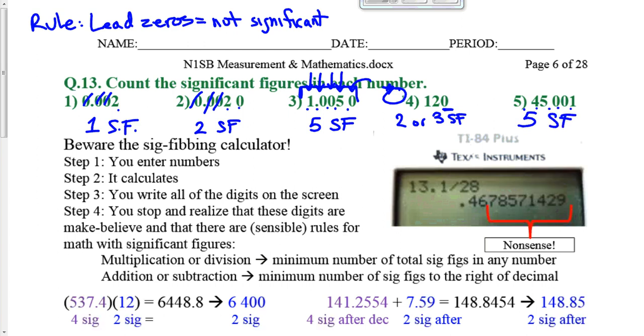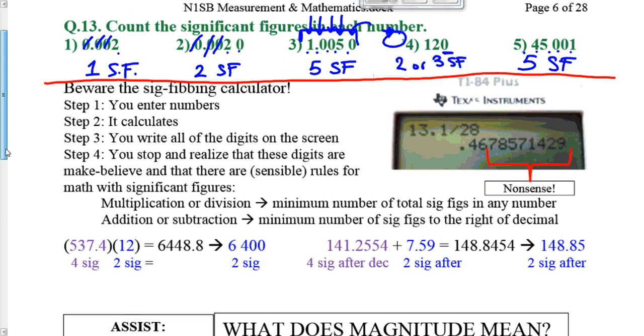All right, the last step is, how do you do math with them? Now, we will always do our sig figs correctly. When it's a test question, when it's a multiple choice, you look at the answer choices. So you got to be careful with this. You might have an issue knowing whether your calculator matches the multiple choice answer choice. In truth, most of the time you won't. But here it is. Beware the sig fibbing calculator.